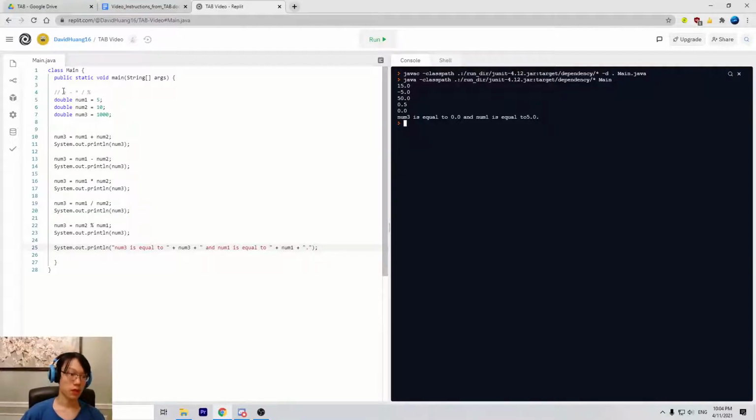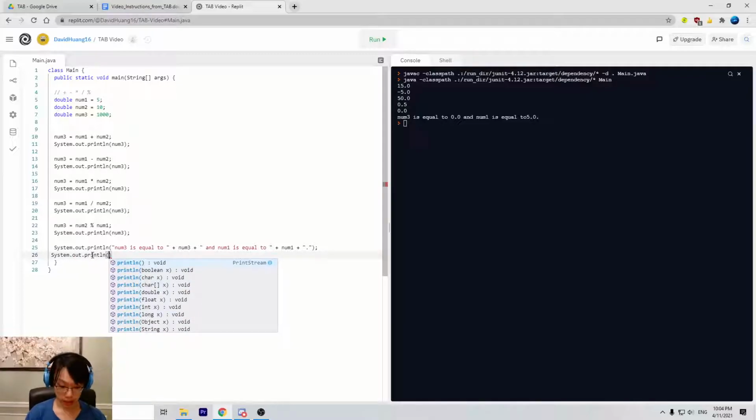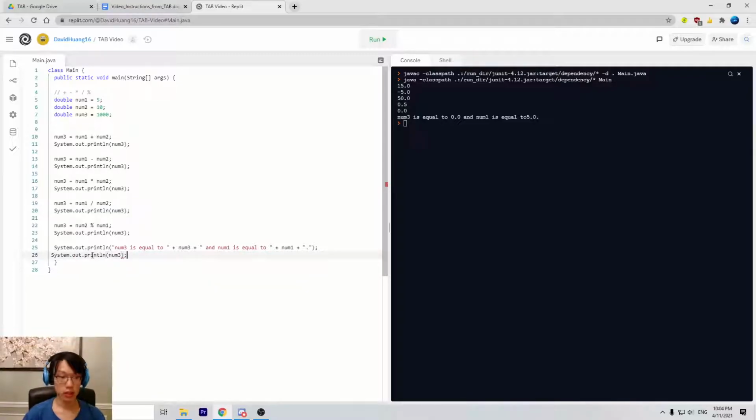So in review, the five different operators in Java: addition, subtraction, multiplication, division, and modulus division. And we can concatenate things using the plus sign. So we can add text together with variables and doubles and ints and things like that. That's how you would combine things, instead of having to write System.out.println and then saying num3, which would be very inefficient.